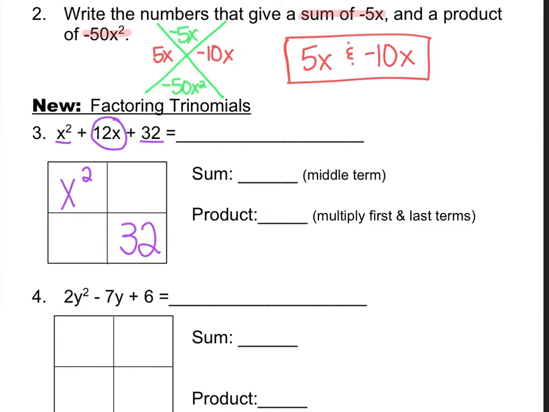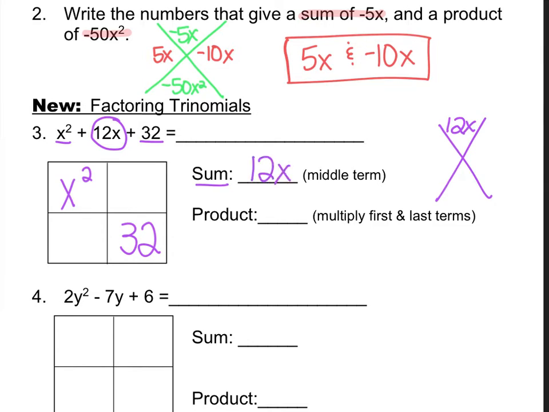Now, the problem is this 12x, I don't know. I have to split it apart to figure out what goes in the top right and what goes in the bottom left. This is where my sum and product, my magic diamond, comes in. So the sum in my magic diamond comes from the middle term. So I need something that's going to add to 12x.